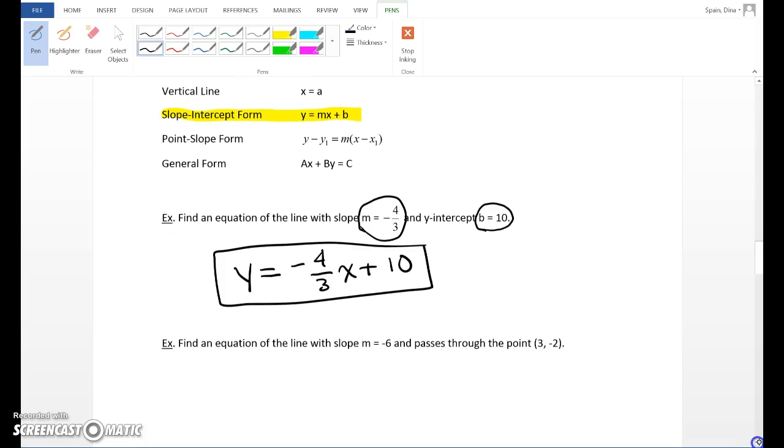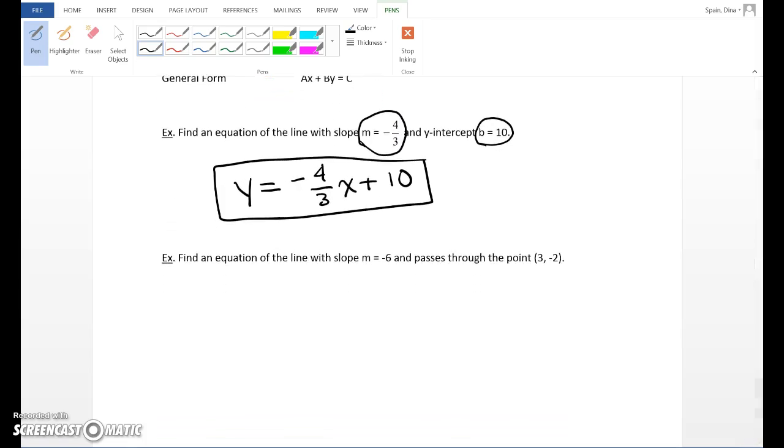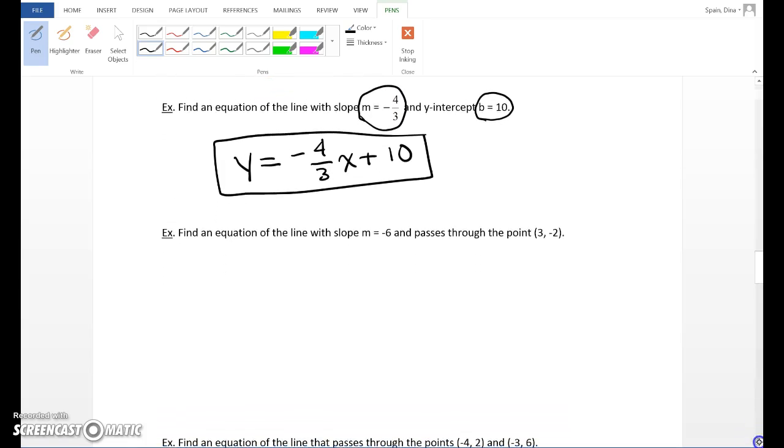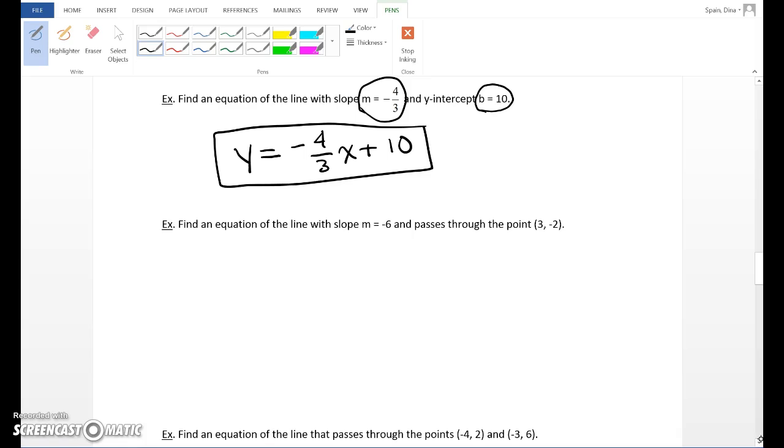Alright, let's go to one where you have to do some work. And this next one, you do have to do some work. I'm going to show you two different ways to do it. You choose the method that you want to use. It does not matter, and I'll show you we'll come up with the same equation. This example says find an equation of the line. Here they give us a slope, that's fine. It's -6, and it passes through this point, (3, 2).